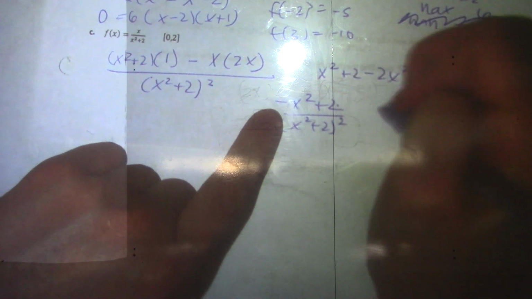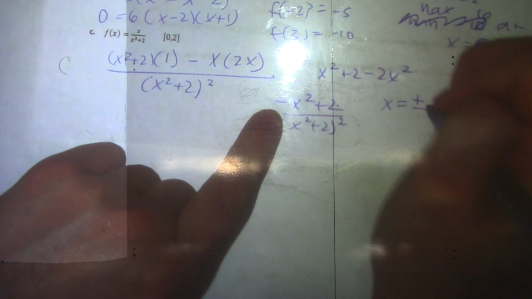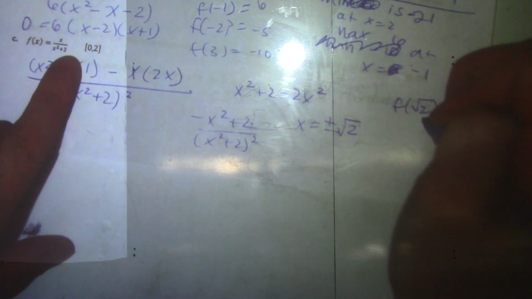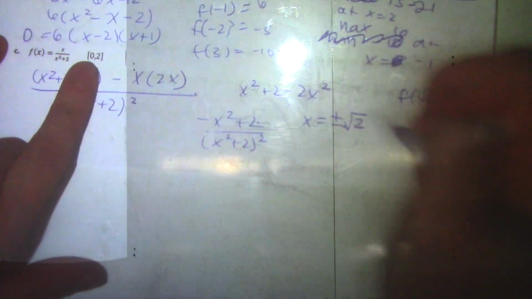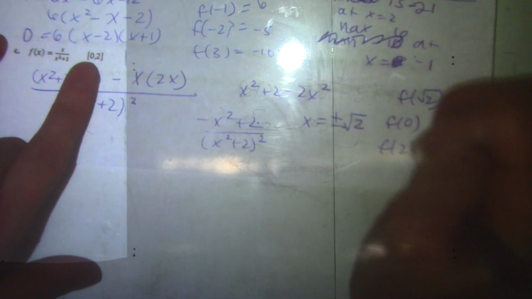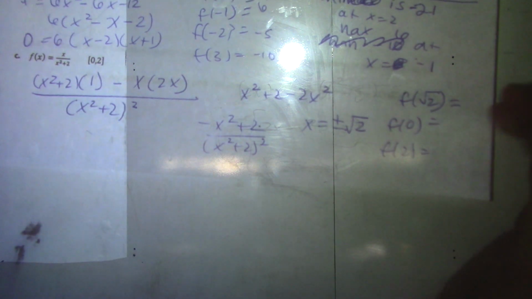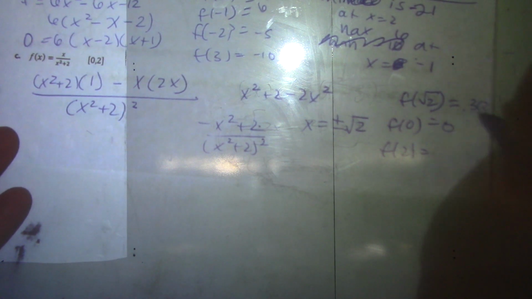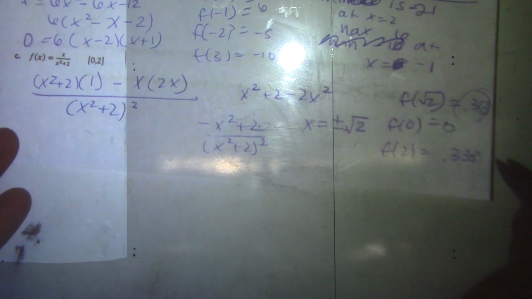So I set the top equal to 0, you get x is plus or minus root 2. So I'm going to find f of root 2. I actually don't need to check f of negative root 2 because that's not in my interval. So f of 0, f of 2. And you get, this one is 0, this one is like 0.353, this one is 0.333. So then this is my max value here, and this is my minimum value here.